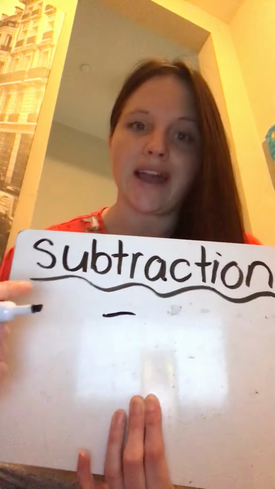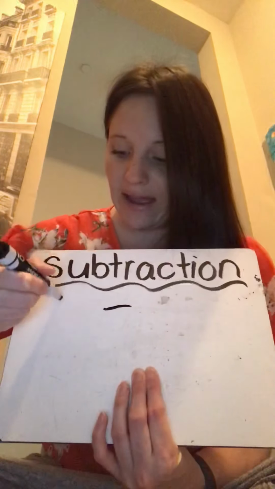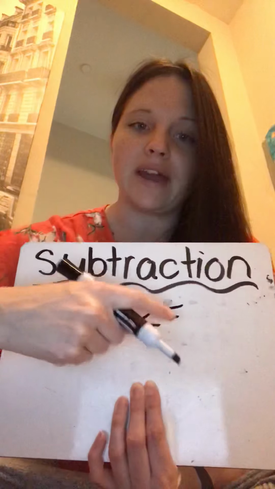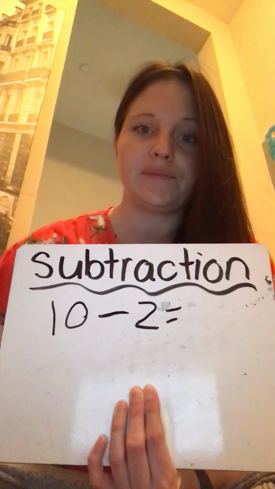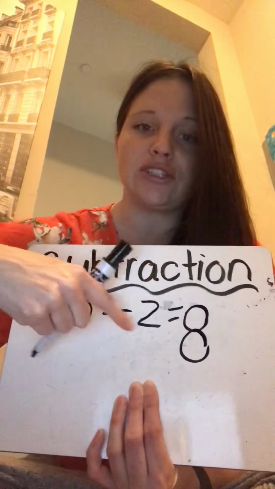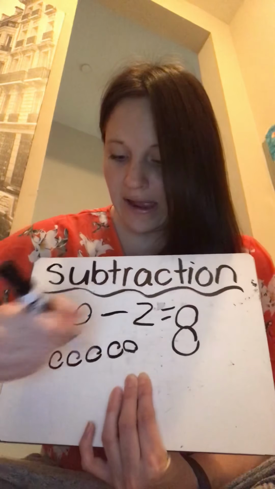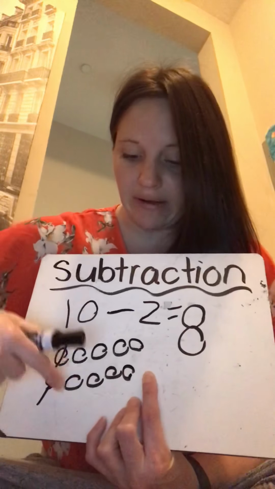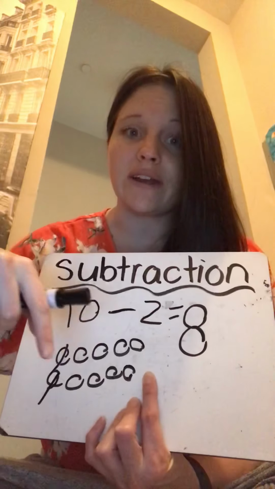And when we're subtracting, is our answer going to get bigger or smaller? So if I have like 10 minus 2 equals, will my answer be bigger than 10 or smaller than 10 that I start with? Right, it's going to be smaller. 10 minus 2 equals 8. So I have 10, and I'm going to take 2 away. So now I'm left with 8. So I want you to remember that our number is going to get smaller as we subtract.